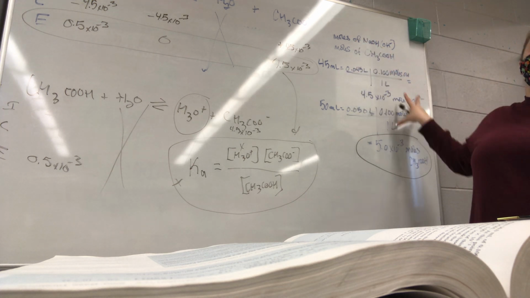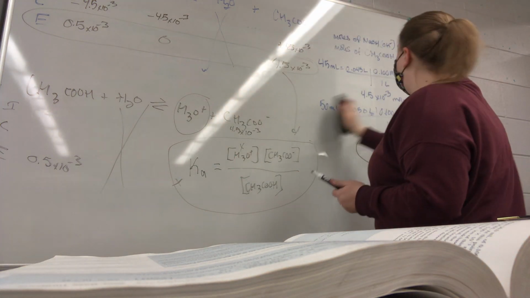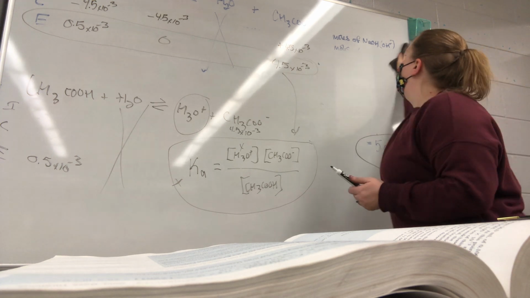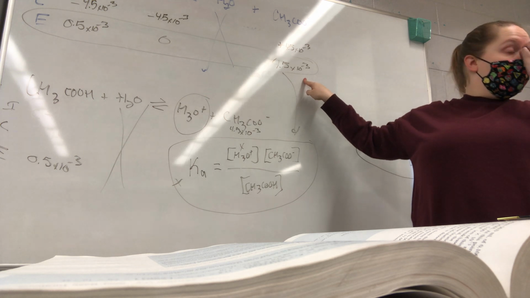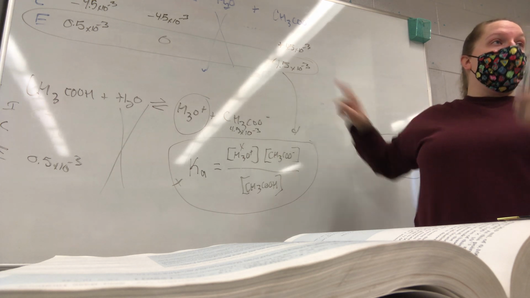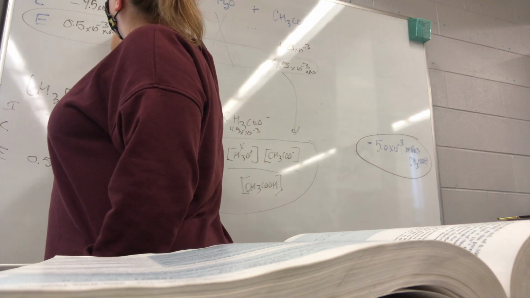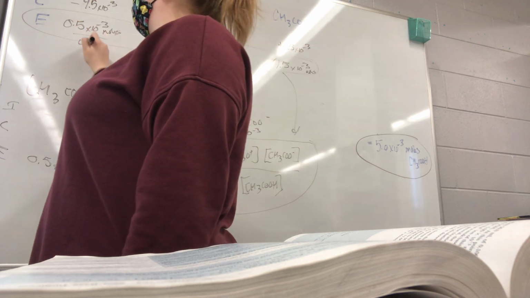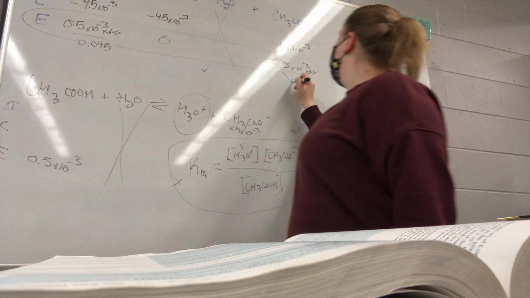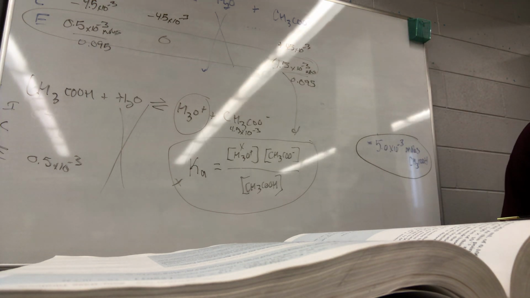Can I erase this? I need to do something here. Before I do any of that, are these in moles or are they in molarities? These are in moles. How do I get them into molarities? Let's divide by the volumes. The total volume is 45 plus 50, so 95. So we're going to divide both numbers by 0.095. What do we get?